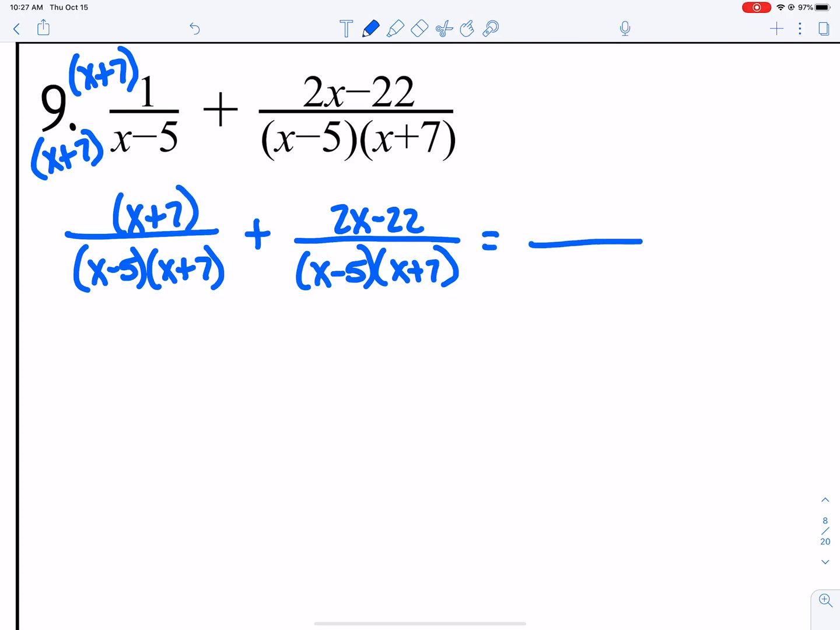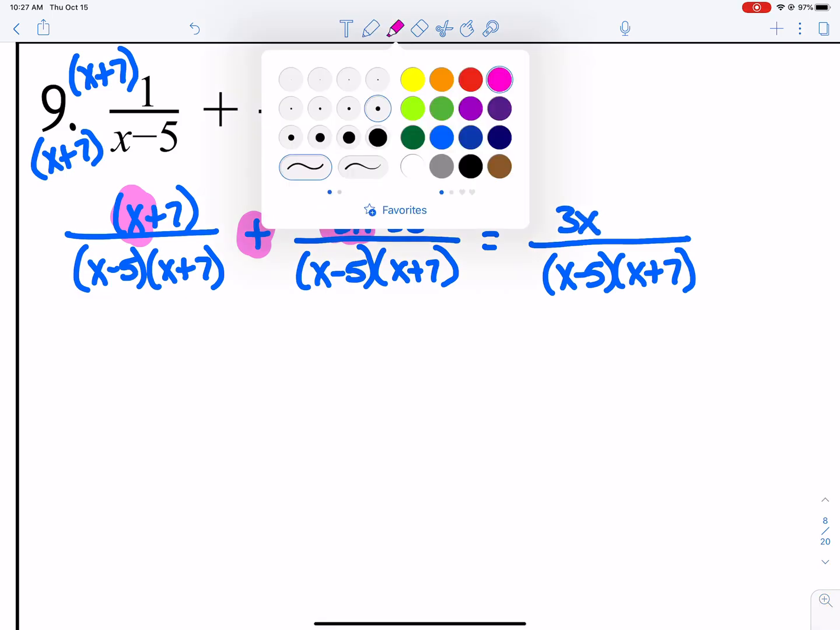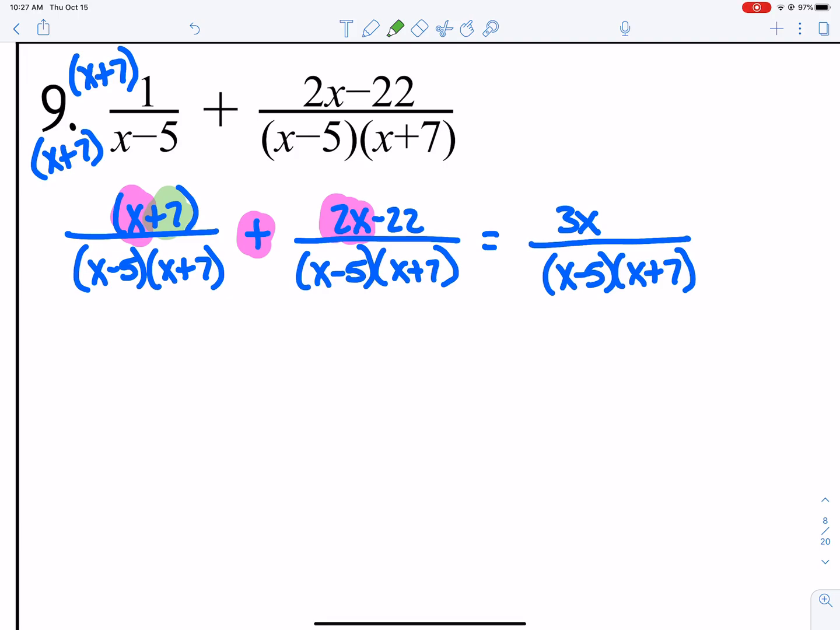And then let's combine the numerator and keep the denominator as our common denominator. So x plus 2x would give us 3x, and 7 minus 22 would be negative 15.